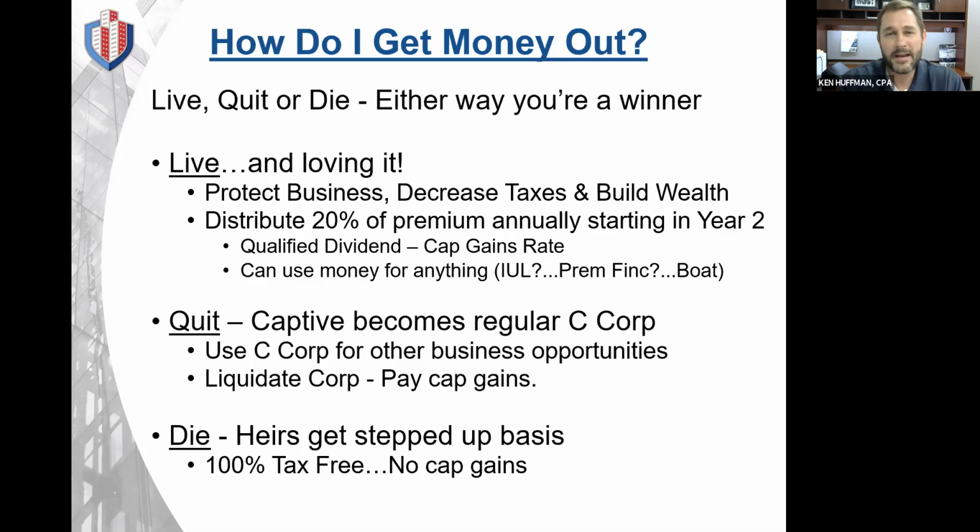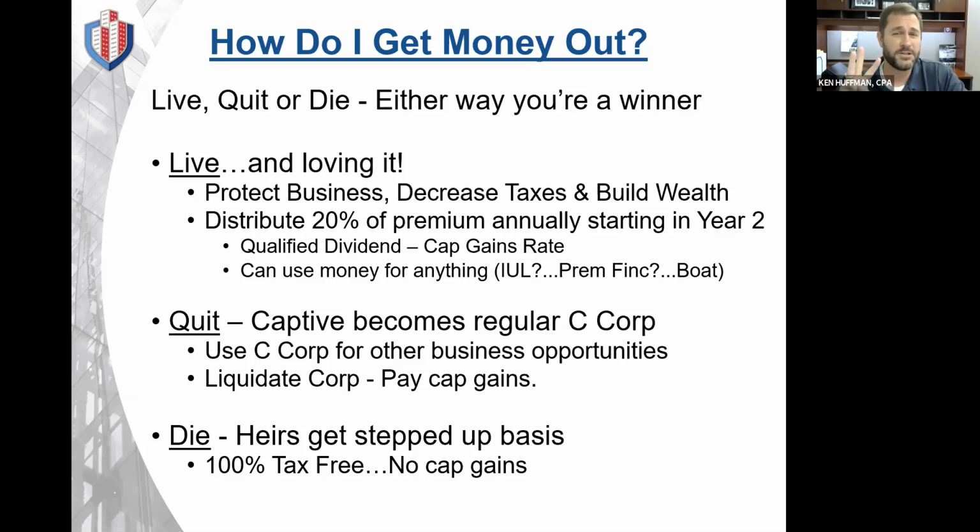Now, when you pull the money out, you can do whatever you want with it. You can buy a boat, you can buy a house, whatever, because you've pulled it out and you've paid those taxes. You can have a captive for 5 years and decide, okay, I don't want to do it anymore. What we would do is relinquish the insurance license, and then that captive insurance company just becomes a regular C Corp, upon which you could go buy buildings, invest in apartments, whatever you want to do. Or you could liquidate it and again pay capital gains rates.